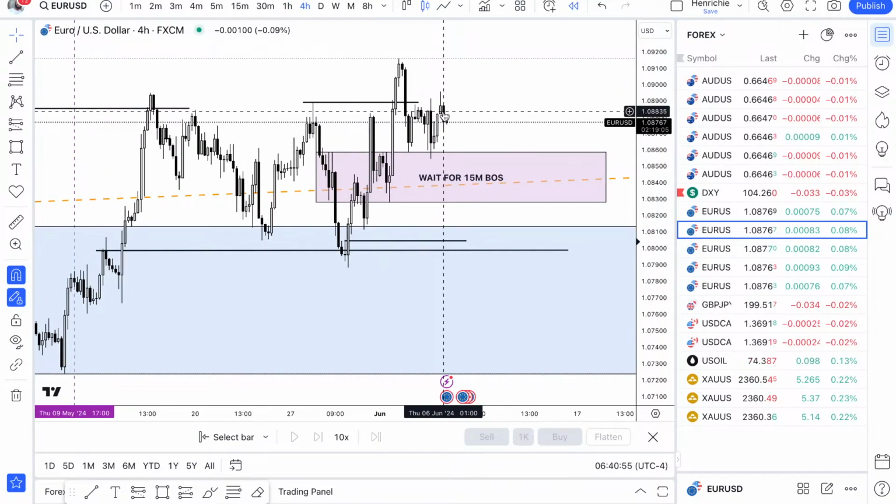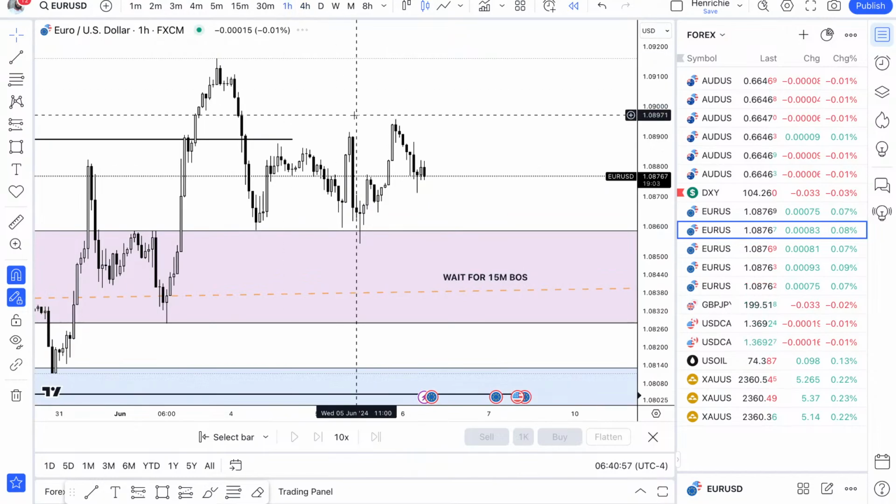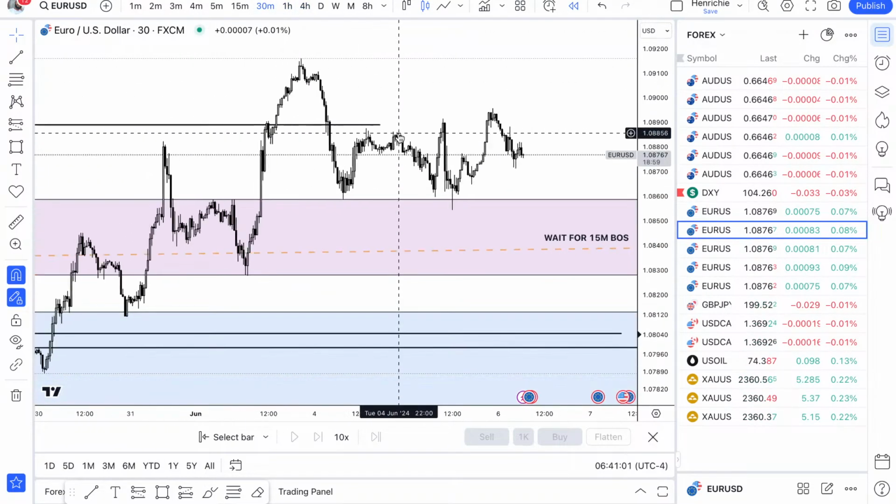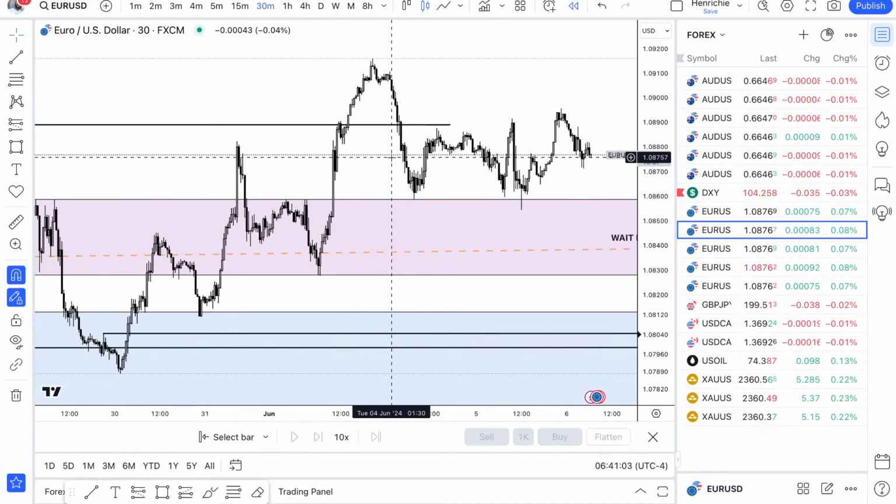So personally, I'm not trading Euro just because I don't really want to trade so many pairs. I just want to focus only on Aussie, and if I do see a good trade entry on NASDAQ as well, I'm going to take that. But for now, I really doubt we're going to be seeing any major move on NASDAQ.